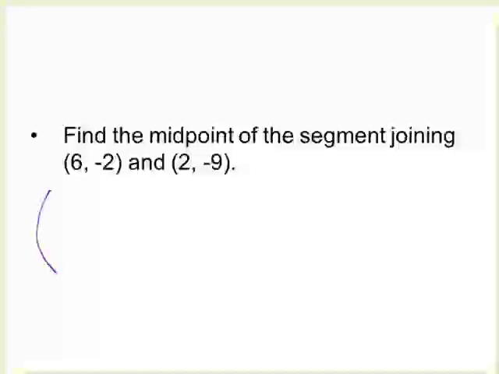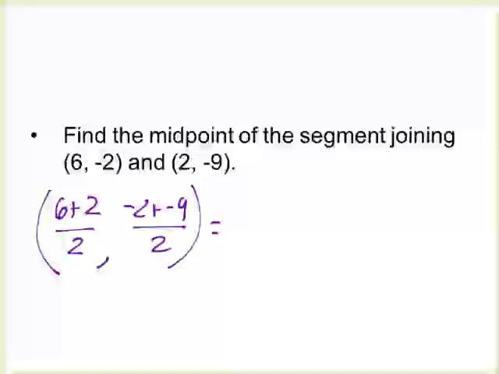So for this one, add the x's, divide by 2, add the y's, divide by 2. So that gives me 8 over 2, which is 4, and negative 11 over 2. Or negative 5.5 is fine for that as well. That's the answer. Yep. Questions on midpoint?